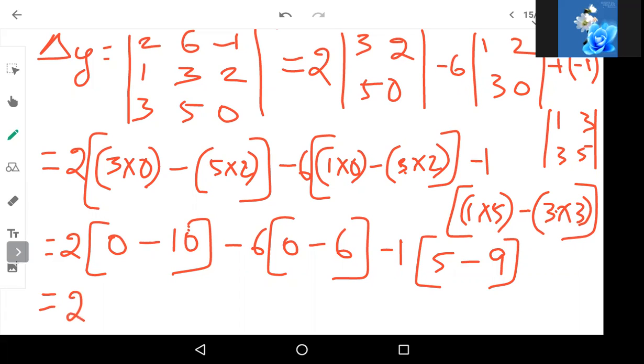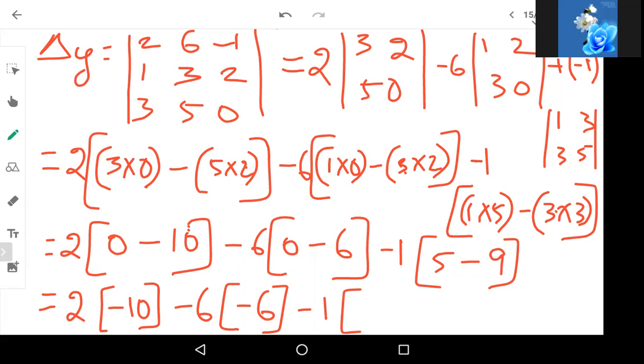So 2 into 0 minus 10 is minus 10. Minus 6 into 0 minus 6 is minus 6. Okay. Next, minus 1 into 5 minus 9 is minus 4. Okay. Now 2 into minus 10 will be minus 20.